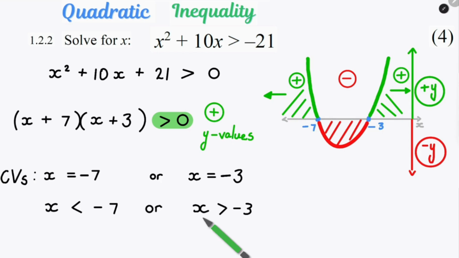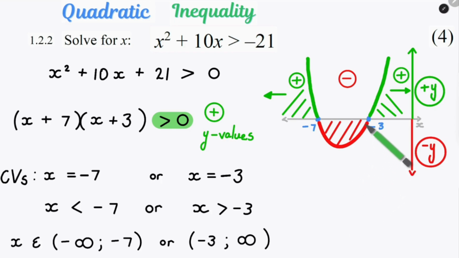There is another way you can represent this answer, and it's called interval notation. With interval notation, you start off with x is an element of, and then we always use round brackets for infinities. We're saying it starts at negative infinity and it stops at negative 7. Then we use the word or, and we open up a new bracket, and that one's going to go from negative 3 all the way on to infinity. It will go on forever.